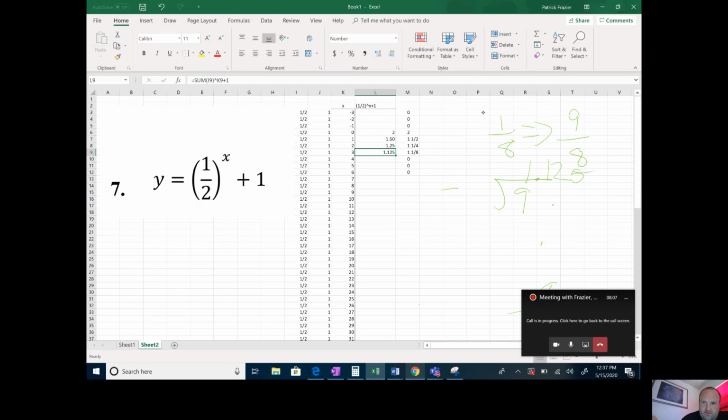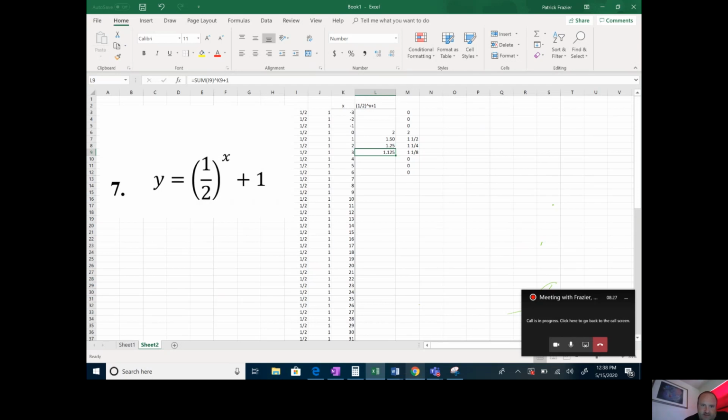And hopefully you see the pattern. If we went from 1.5 to 1 1/4 to 1 1/8, we're just doubling the denominator each time, the bottom number of the fraction. So 8 times 2 is 16, so we should get 1 1/16.